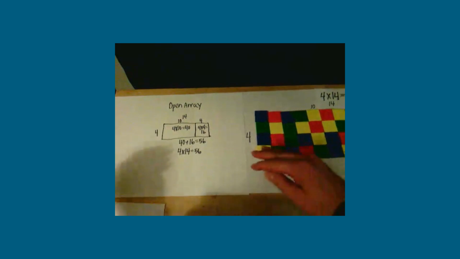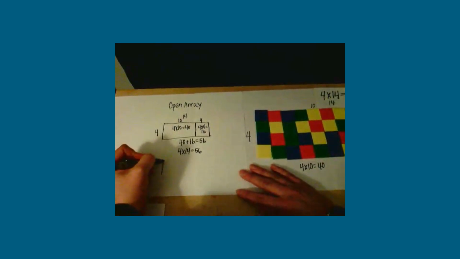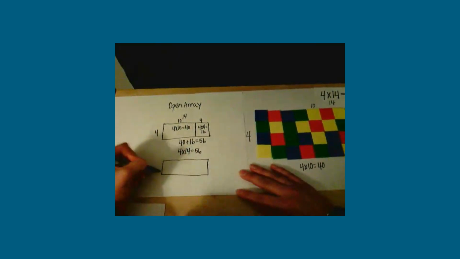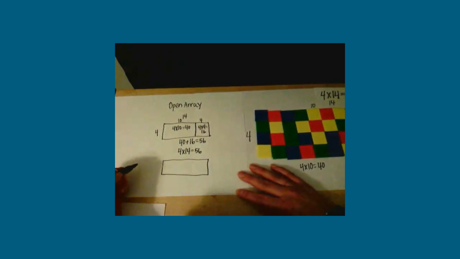So in this one, we happen to split the 14 by its place value. We see 1 ten and 4 ones, and that's how we split this array. But you don't always have to split it that way. You can think about other ways that numbers make sense to you. So let's look at another way we might solve for 4 times 14 using the open array.